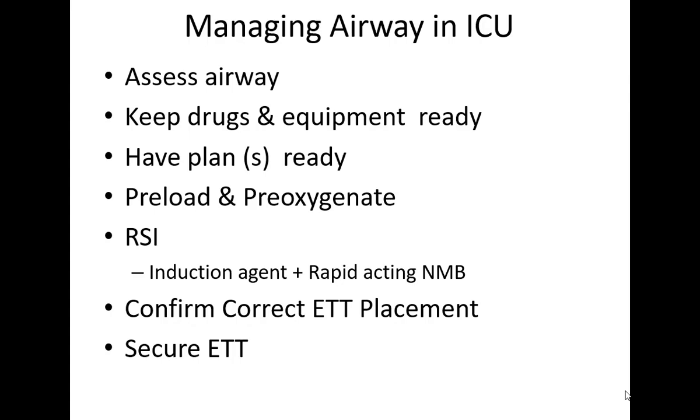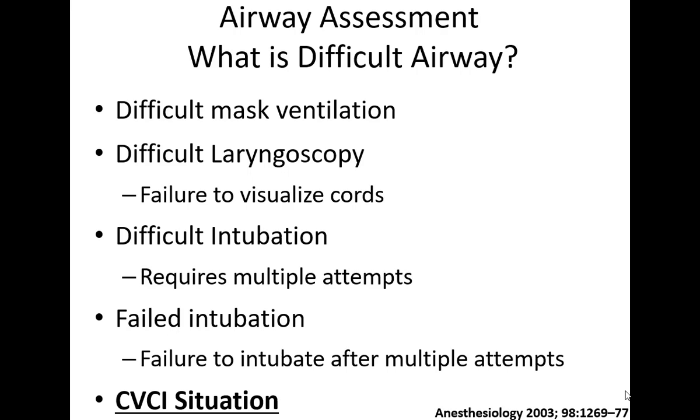So this is how we do it in the operating rooms. The most important part that I am going to emphasize is having the equipment ready and having a plan ready. We often tend to forget, or maybe the person who is working in the ICU may not be an anesthetist by training, and then they can face these problems because they are not used to this kind of problem. So we know the definitions of difficult airway. I am just going to talk about a CVCI situation in more detail.